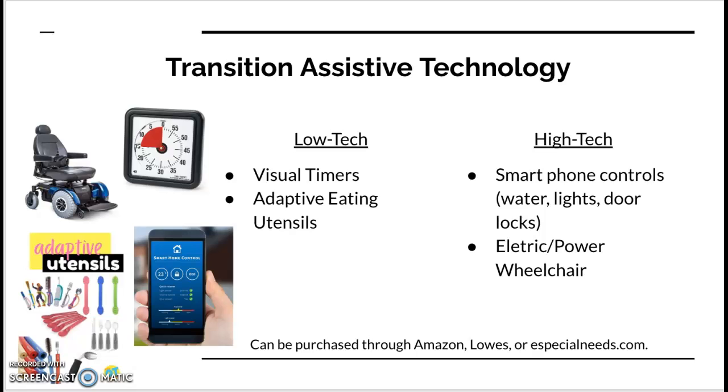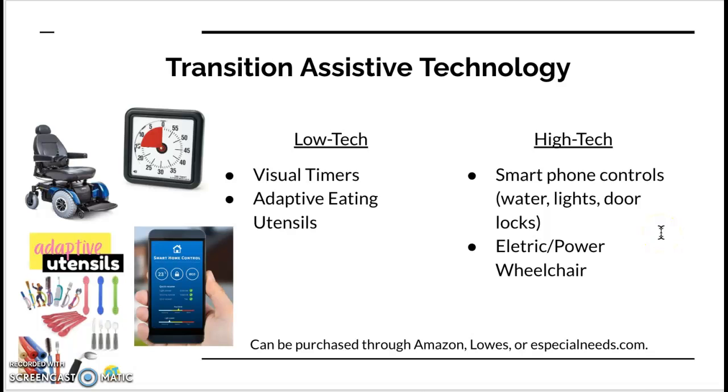As far as transition assistive technology, this can be used for both preschool and all the way to adulthood, depending on what transition that student is making. For low tech, you have visual timers, adaptive eating utensils. There's a picture of multiple different types of adaptive eating utensils, depending on what that student may need. And those utensils can also be adapted for anything: toothbrushes, hairbrushes, toys, paintbrushes, markers. So it's not just for food.